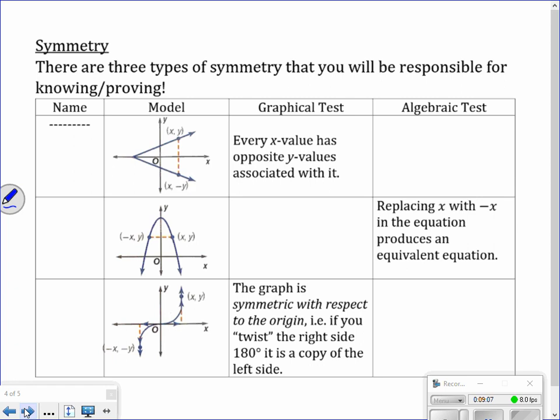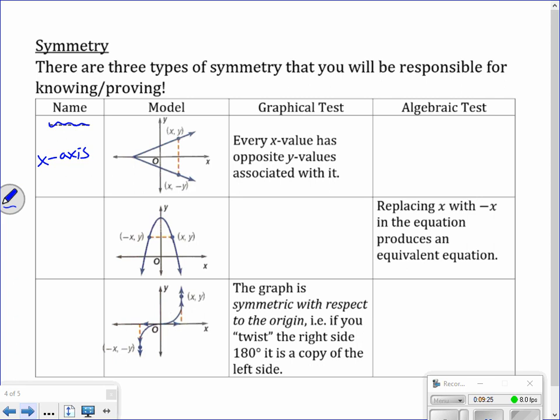This one right here, the top one, I kind of crossed off the name area. It doesn't have a really special name. We just call it x-axis symmetry. So I decided later that I wanted to call it x-axis, so you don't really need to cross it off. But it's not a special one like we use for other things.